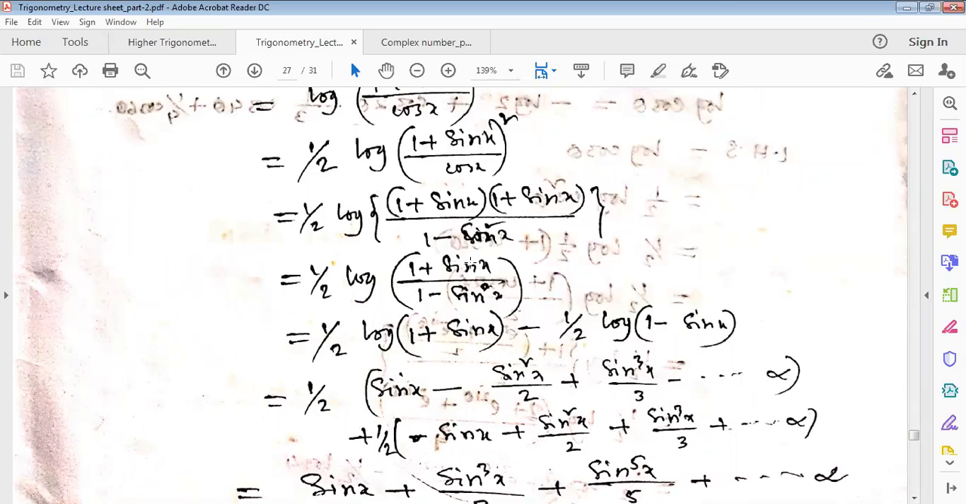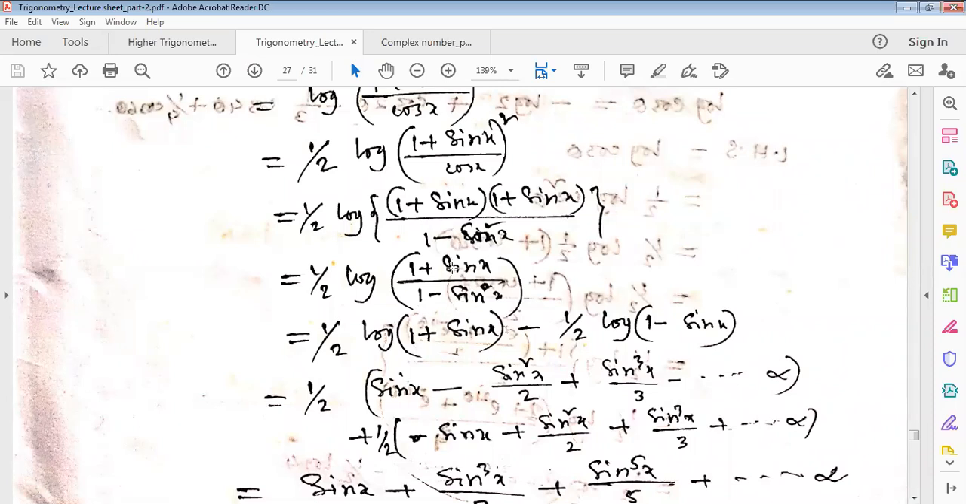Log of 1 plus sin x divided by 1, using the formula a plus b into a minus b, a squared minus b squared: 1 plus sin x into 1 minus sin x. So 1 plus sin x and 1 plus sin x cancel from numerator and denominator. Then we get only 1 plus sin x up and 1 minus sin x down.